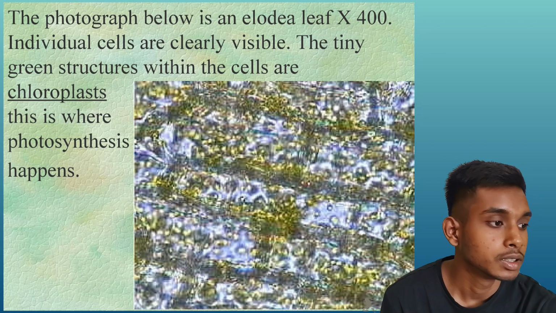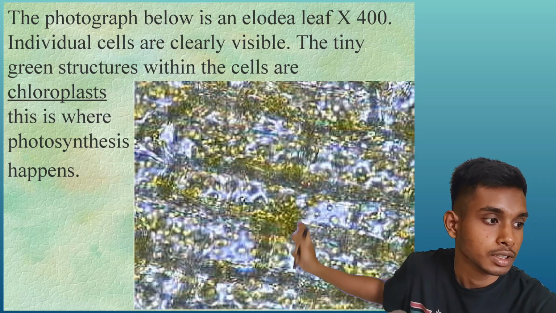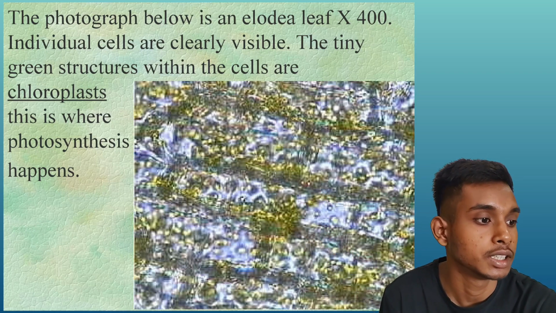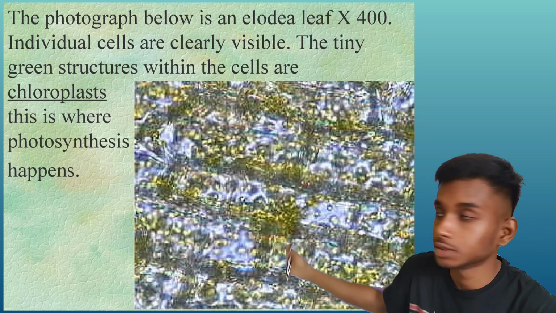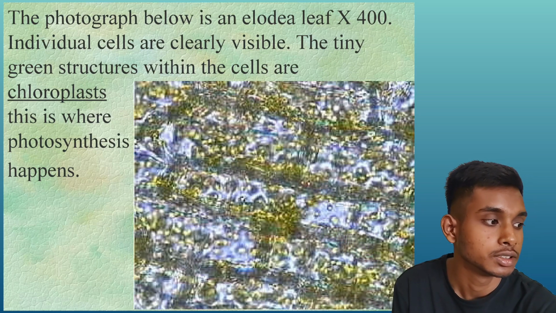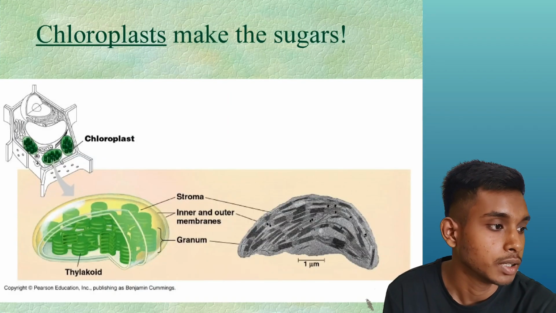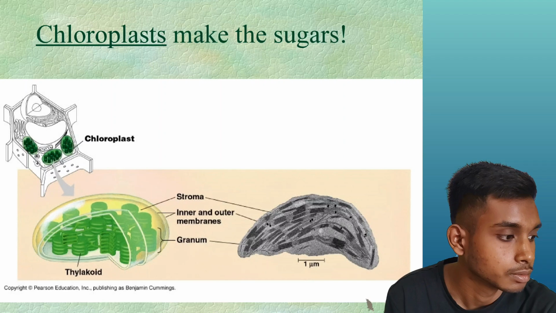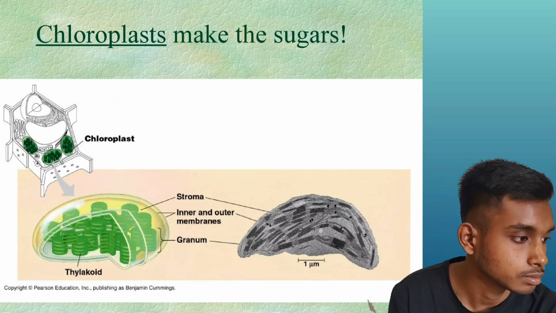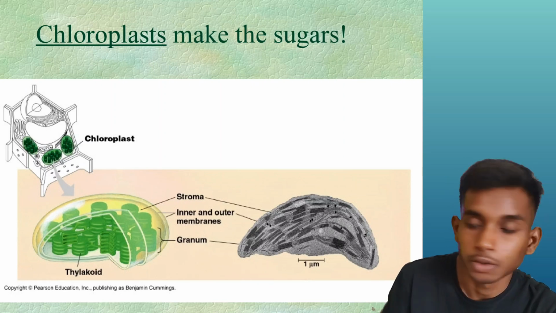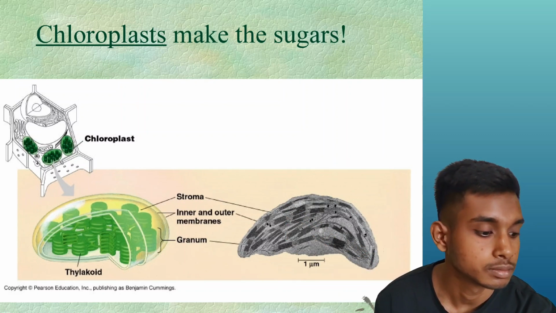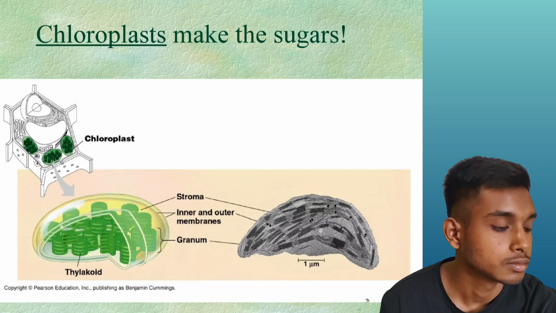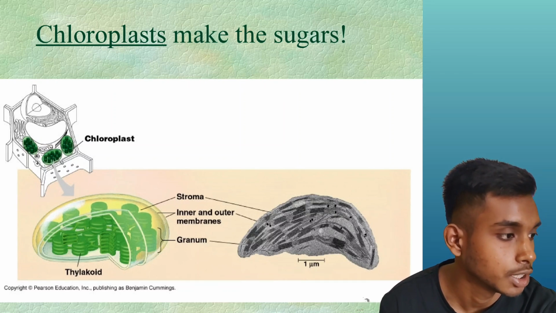The photograph given is of Elodea leaves at X400. Individual cells are clearly visible. The tiny green structures within the cells are chloroplasts. Chloroplast makes sugar. The small green structure is the chloroplast. Let's move on to the next slide.